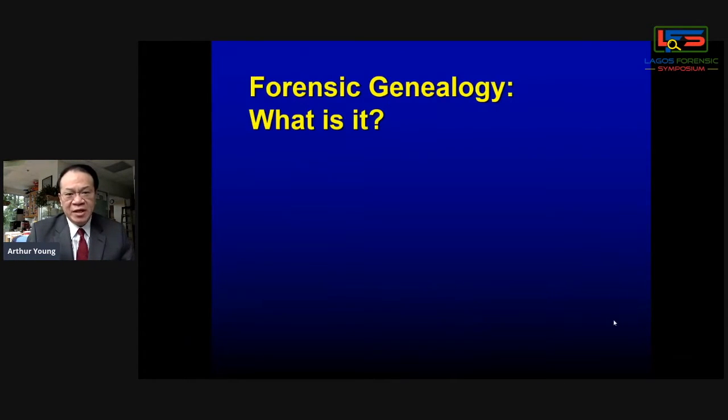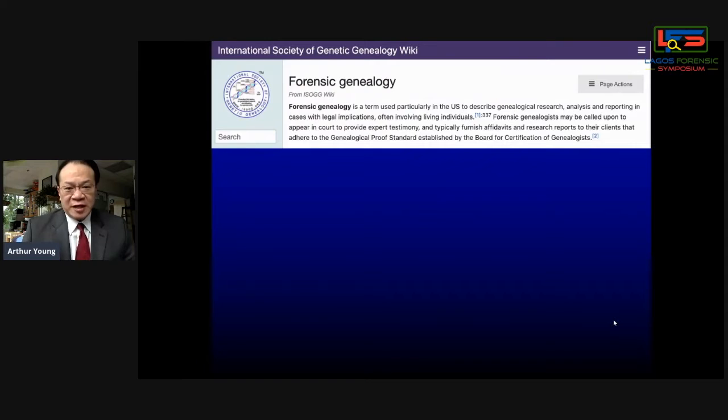All right, so first of all, what is it? The International Society of Genetic Genealogy has a definition that says it's a term used particularly in the United States to describe genealogical research, analysis, and reporting in cases with legal implications, often involving living individuals. Generally speaking, genealogy is the research of family history. It can involve mostly delving into records, birth records, church records, legal records. However, the application of genetics has allowed us to go even farther back than that.